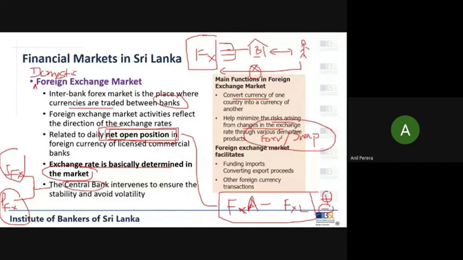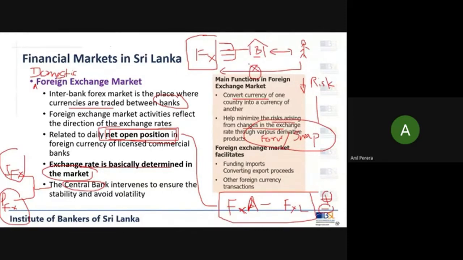These are derivative products. Why are there derivative products? To minimize the risk. Remember, we discussed under various risks, there is a market risk called exchange rate risk. Changes in the exchange rate will have some impact on prices, or would lead to some losses. To minimize it, you can have various derivative products like forex swaps and forex forward transactions. The foreign exchange market facilitates funding imports, converting export proceeds. I think I already mentioned other foreign exchange transactions are happening.